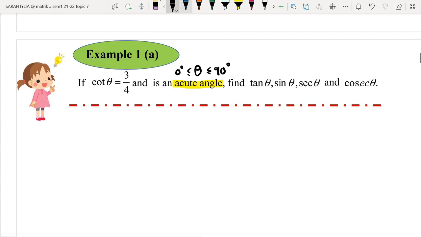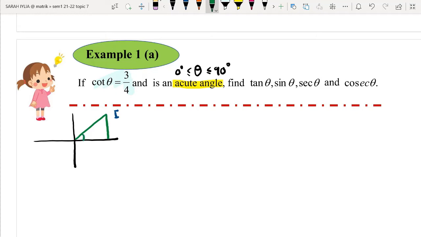From here, given the basic ratios, we can transform this information into a right angle triangle in the first quadrant. Let's say I sketch our axes. The first quadrant lies here, which means our right angle triangle will be like this, and we have theta here. Now we have to transfer the information.